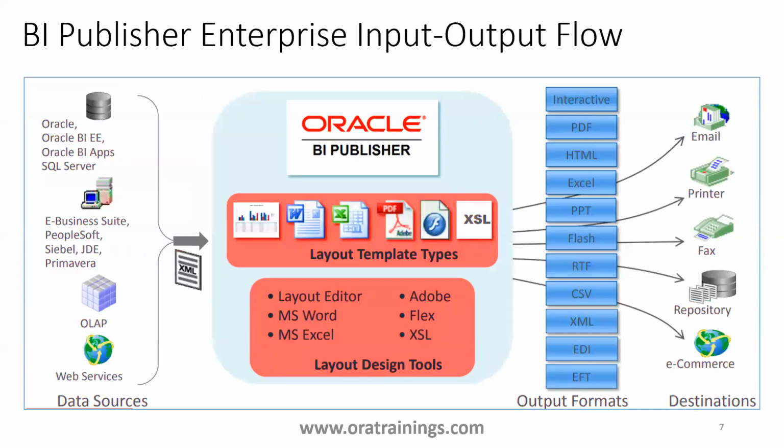This is a high-level input-output flow of the BI Publisher engine. On the left side, we have the XML data, which can be prepared from different data sources. As I said, this BI Publisher reporting solution is an independent solution. Generally, it comes by default with Fusion ERP as well as E-Business Suite, and it also works as an independent reporting solution. The data can come from different data sources.